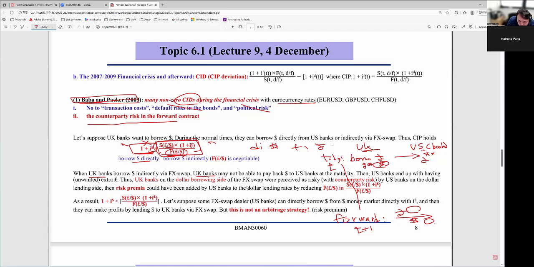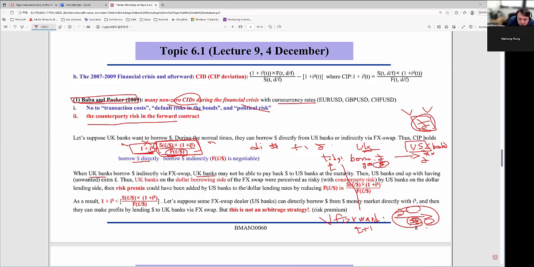So in this FX swap case, the US FX swap dealer gives dollar today and gets dollar after one period. The problem is happening in the forward contracts. If UK banks do not pay back dollar for some reason, then the US swap dealer has unwanted extra pound at T plus one. So the UK company doesn't fulfill their promise to pay back dollar, and the US FX swap dealer gets unwanted pound.